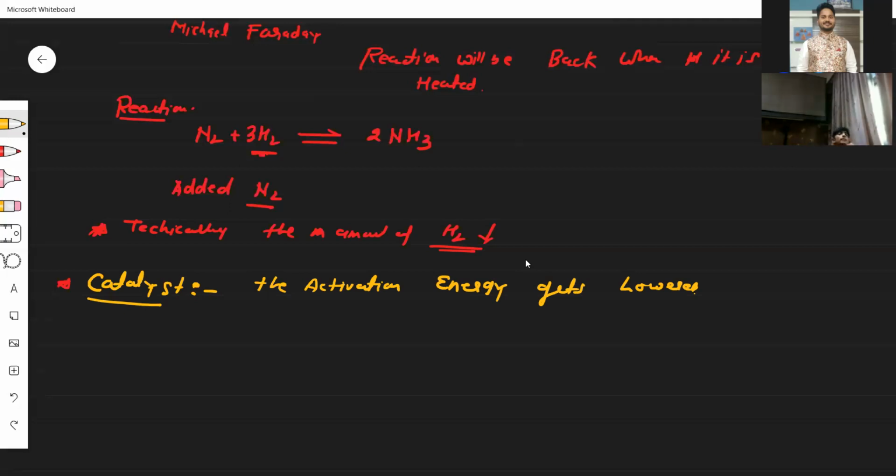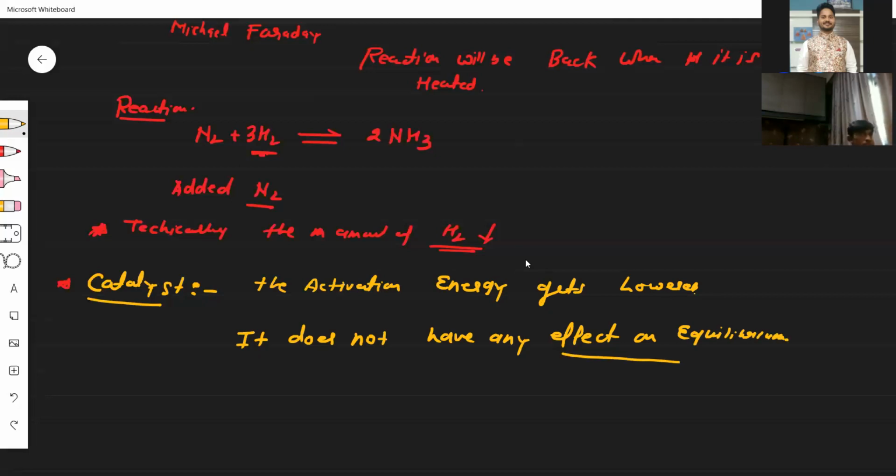It is not possible to change. It does not have any effect on equilibrium. The catalyst does not change the equilibrium. The catalyst only increases the rate of forward reaction or backward reaction. It increases the rate of reaction. And catalyst is of two types: the positive catalyst and the negative catalyst.